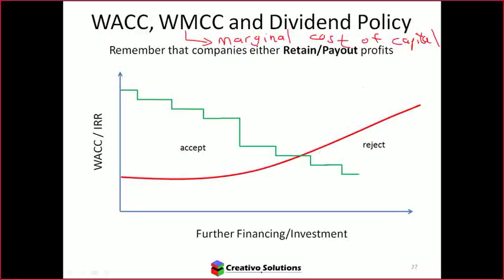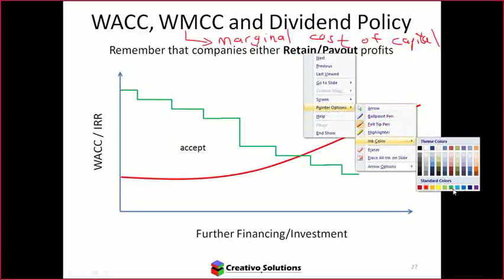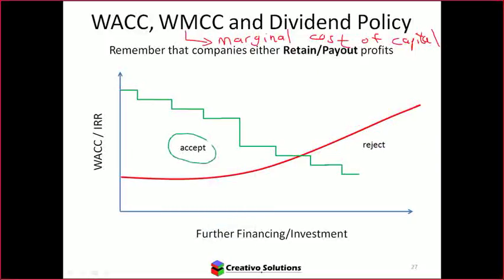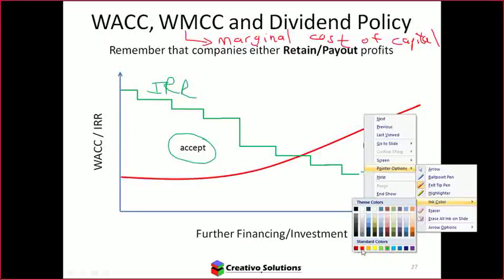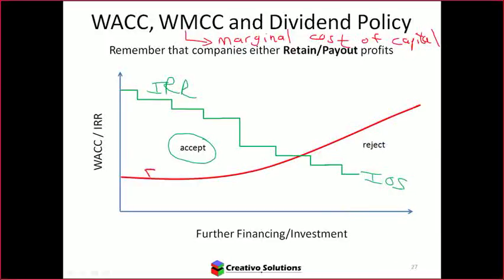Okay, so looking at this diagram, why do we accept on the left, Tammy? Because greater than and lower than. What is higher, what is lower? The weighted average cost is higher. No, lower. IRR is for the opportunity schedule, IOS. Okay, what is this representing? The WACC. Okay, that represents the cost of capital.